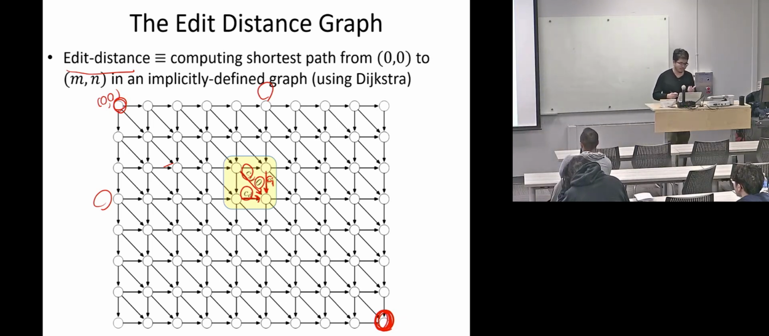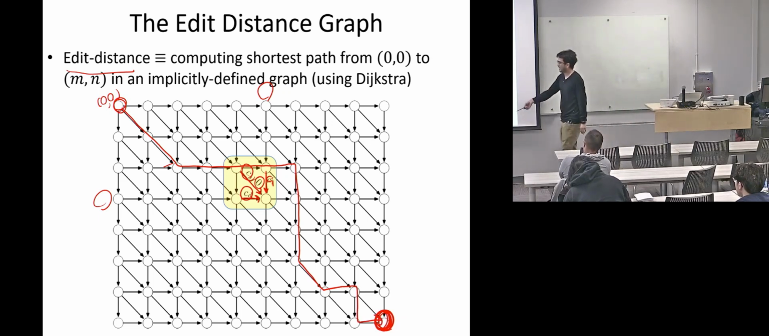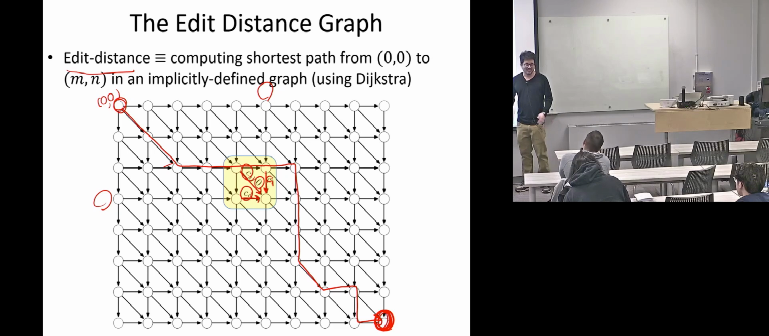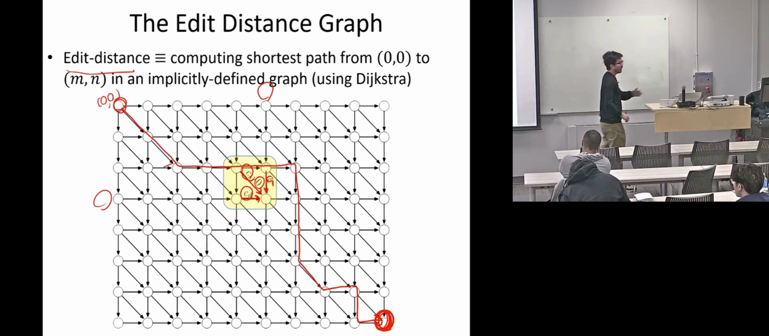Another way to say it is, let's say this is the shortest path. If this is the shortest path, then the shortest path tells you exactly what the alignment is, because the shortest path says: okay, delete, insert, delete, match or swap, and insert, and so on, right? So just by looking at the shortest path in this graph, you're done. Good. Any questions about this problem?